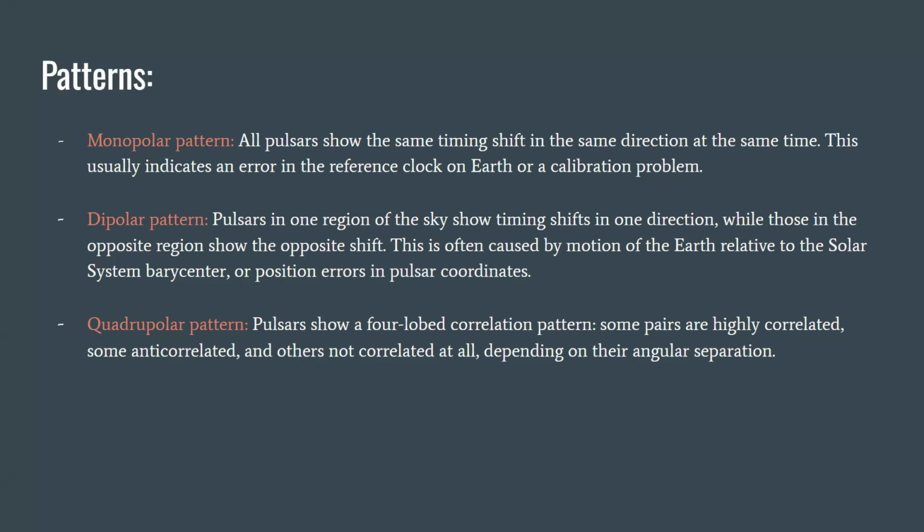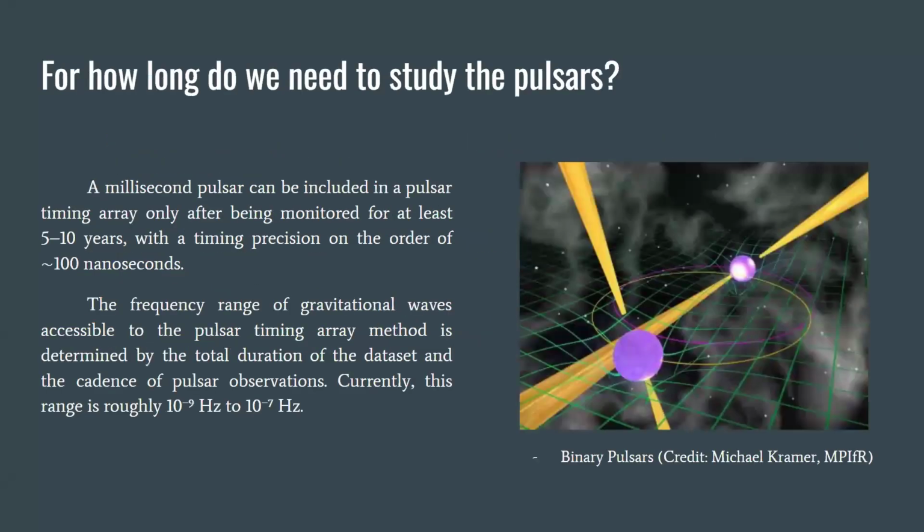And we also have the quadrupolar pattern, the one we are looking for, where pulsars show a four-lobed correlation pattern. Some pairs are highly correlated, some anti-correlated, and others not correlated at all. But it also corresponds to the Hellings-Downs curve. Now, we cannot just pick a pulsar and say, okay, we will see if there's a gravitational wave passing through. We have to study it for a long time.